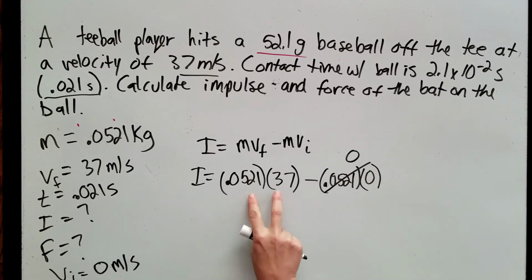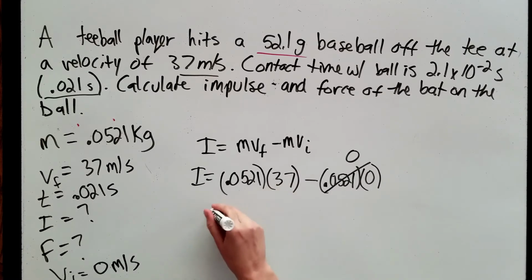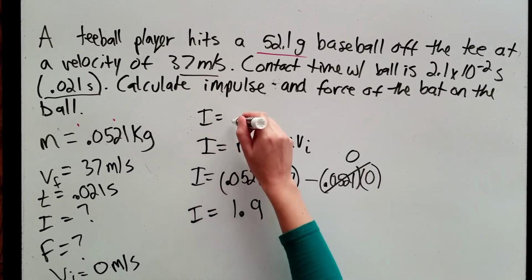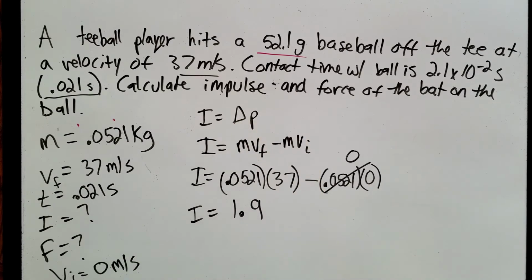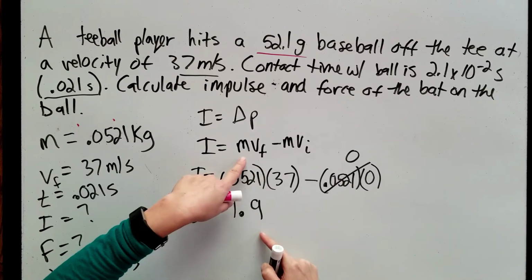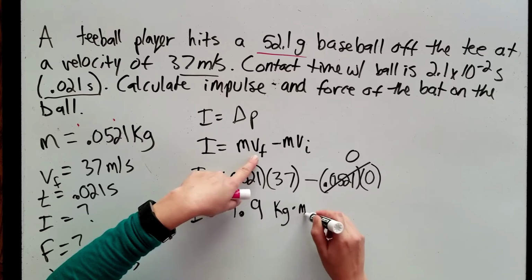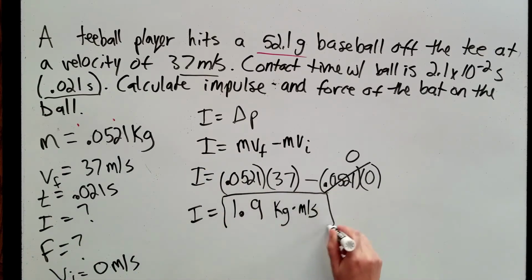So all I need to do is multiply my mass and my final velocity to figure out what my impulse, what my change in momentum will be. Multiplying those two numbers, how many sig figs are we looking at? Looks like 2. I get 1.9. Now for units, since impulse is equal to the change in momentum, change in P, the units are going to be the same as the units for momentum. If you ever forget, look at what you're multiplying. We multiplied mass. What is mass measured in? Kilograms. Times velocity. What is velocity measured in? Meters per second. So my impulse, my change in momentum of that ball, is 1.9 kilograms times meters per second.